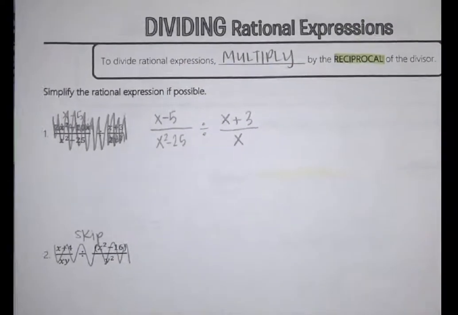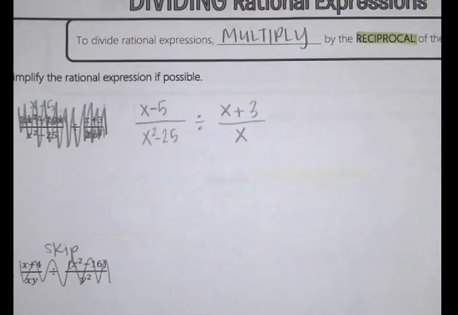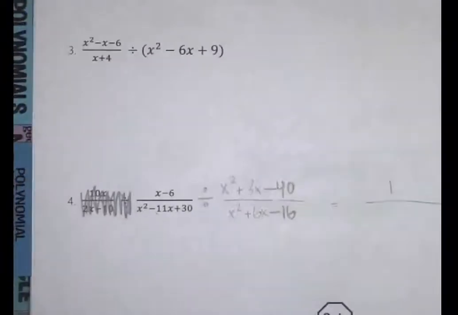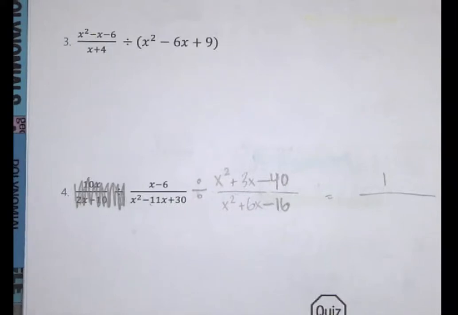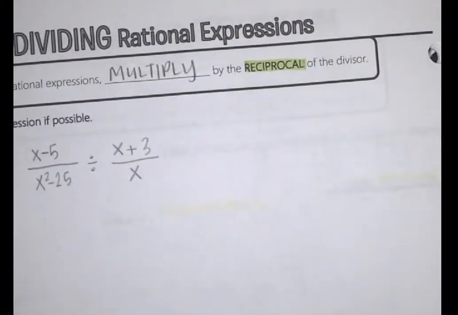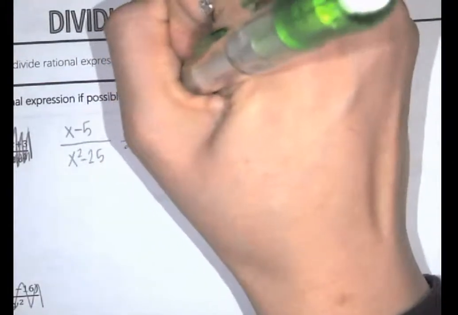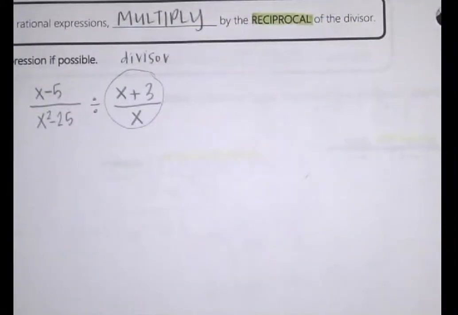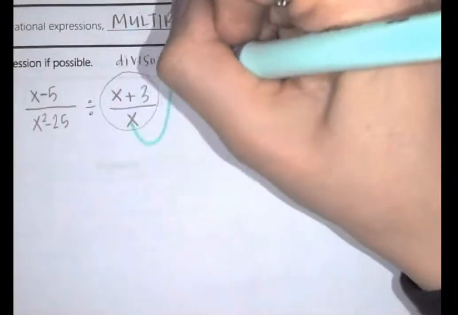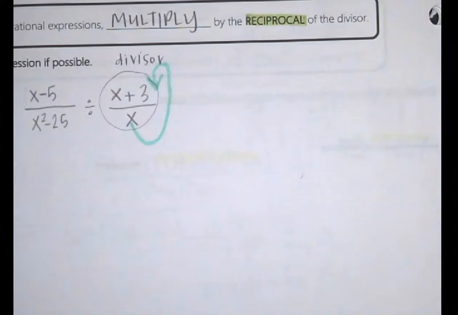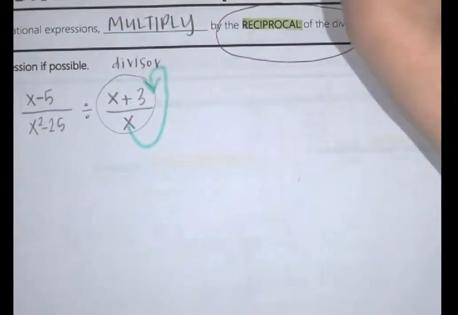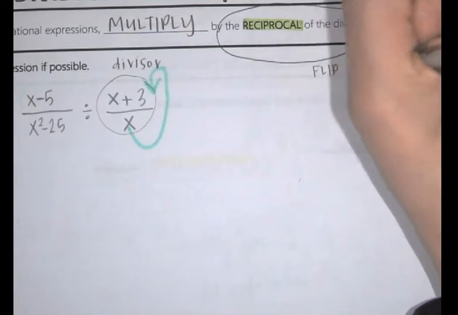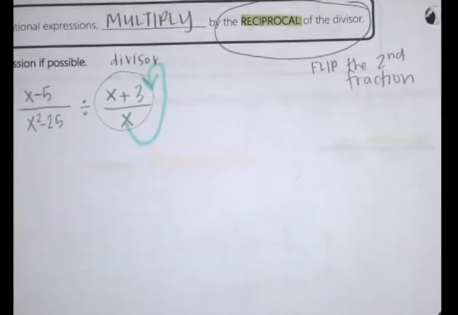And what I was saying was, I need you to rewrite number one, cross out number two, rewrite number three. Okay, so reciprocal of the divisor. This second fraction is your divisor. Reciprocal is just a fancy way of saying flip the fraction. So multiply by the reciprocal of the divisor means you're going to flip the second fraction.